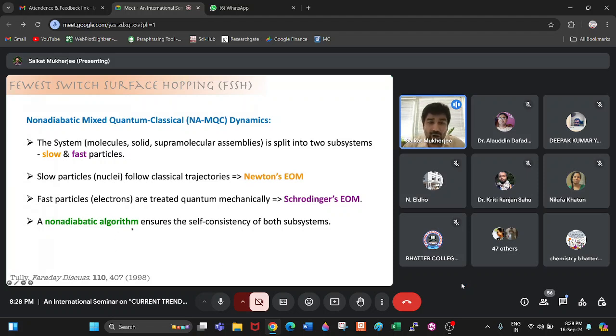And then a non-adiabatic algorithm, this is the main crucial part, actually binds these classical Newtonian equations of motion and quantum mechanical equations of motion, and ensures the self-consistency of both subsystems. This is the basic philosophical idea given long back, in 1998, by Tully from Yale University.